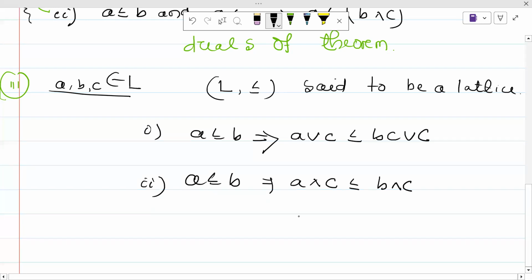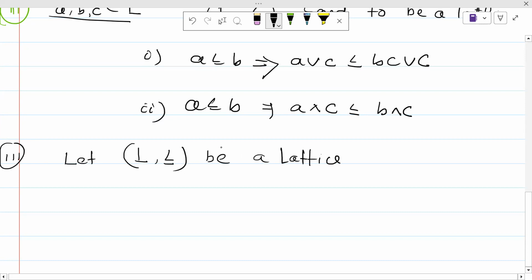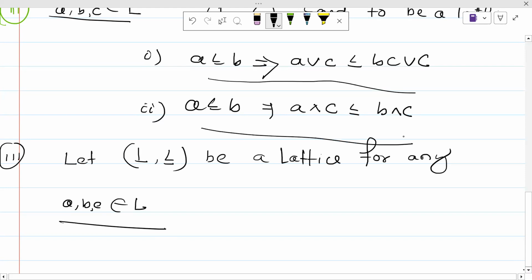For any number, another property is also for a lattice. Let L less than equal to B be a lattice. For any A, B, C belongs to L, if this property is also satisfied, that is also called a lattice.